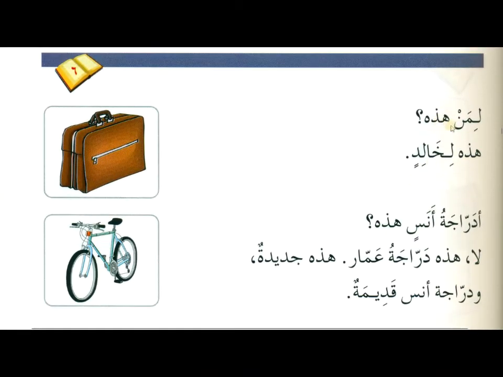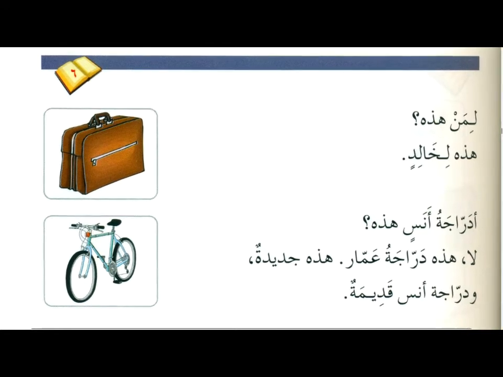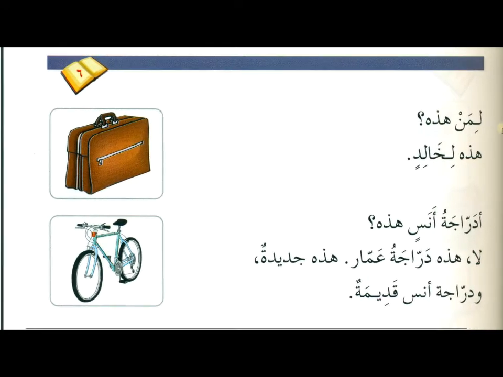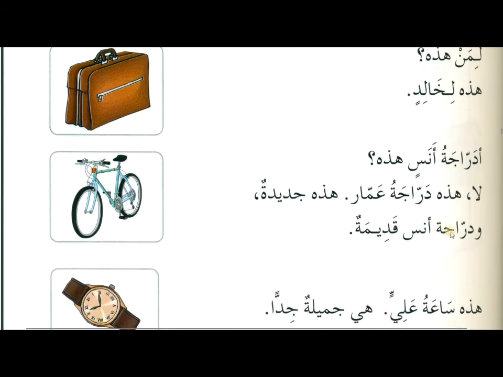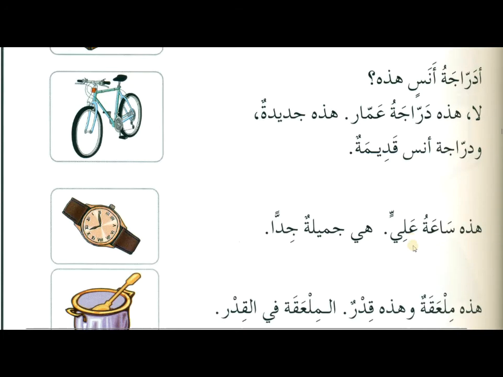Liman hazihi, to whom belongs this? Hazihi li Khalid. This belongs to Khalid. Adarajatu anasin hazihi. Is this bicycle of Anas? La. Hazihi darajatu Ammar. Hazihi jadidatun wa darajatu Anasin kadima. No, this is Ammar's bicycle. This is new and Anas' bicycle is old.